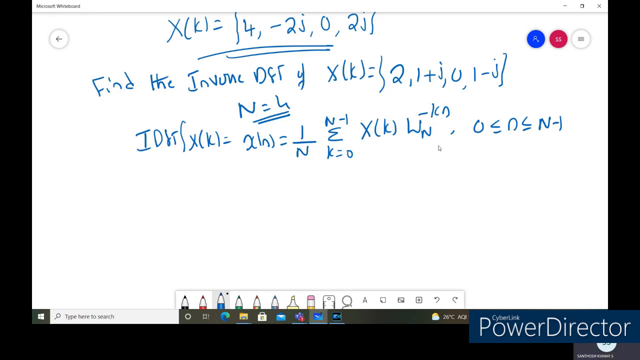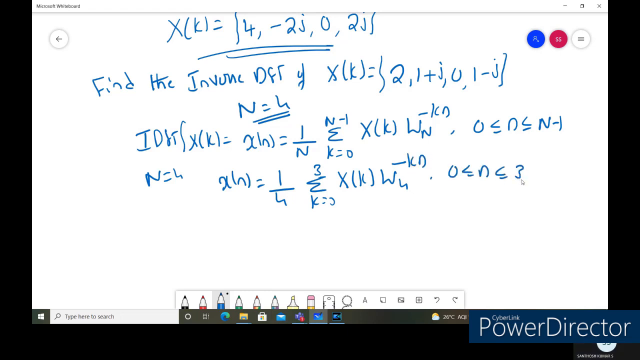One of the important things is that we need to find the value of omega N to the power of minus kn. If you go in the reverse direction we will get it, or we can apply the conjugate property. So first, substitute N equal to 4 and expand the formula. It is 1 by 4 summation k equal to 0 to 3 X of k into omega 4 to the power of minus kn, where n takes the value from 0 to 3.